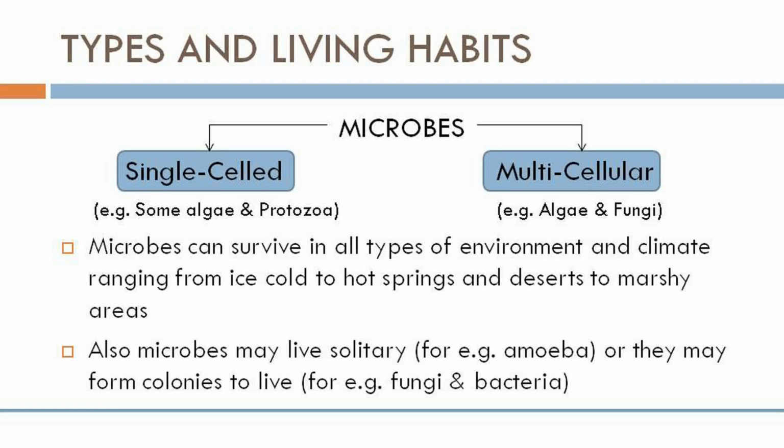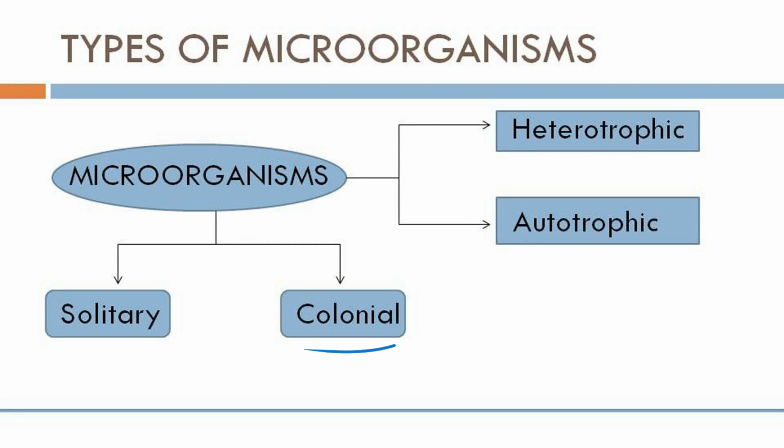Microbes may be single-celled, for example some algae and protozoa, or they may be multicellular, for example algae and fungi. Microorganisms can survive in all types of environment and climate, ranging from ice cold to hot springs to deserts and marshy areas. Also, microbes may live solitary, for example amoeba, or they may form colonies to live, for example fungi and some bacteria.